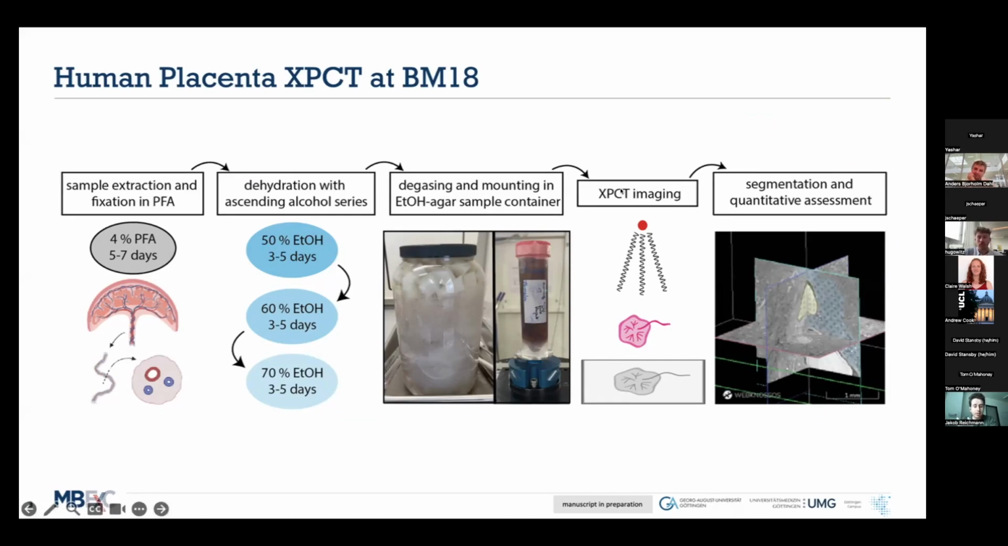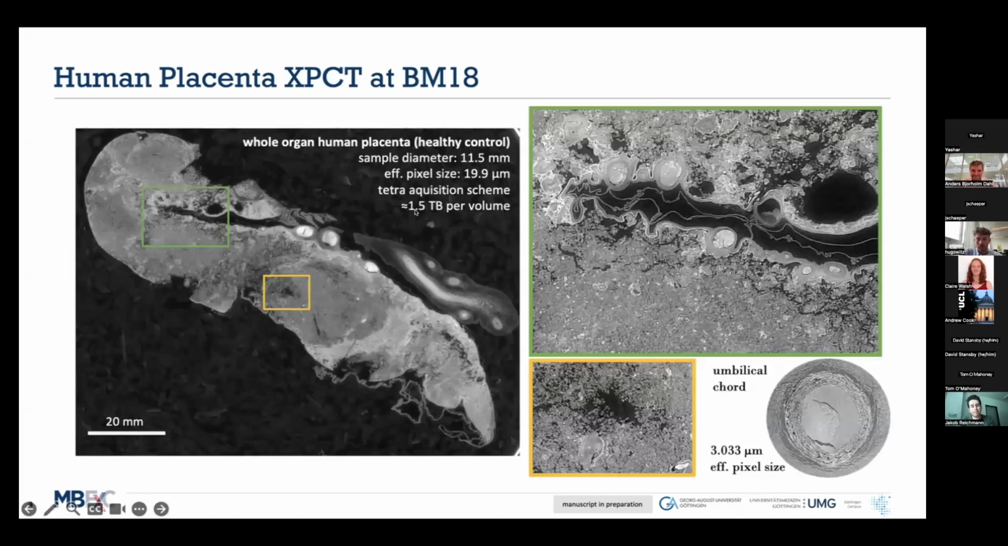And then we did the imaging part, which we did mostly at the BM18, but also in-house. I will show you some examples on that. And then we tried the segmentation and quantitative assessment, which I did in Copenhagen in cooperation with the group of Anders. And here is an example for one of the acquired data sets at the BM18.